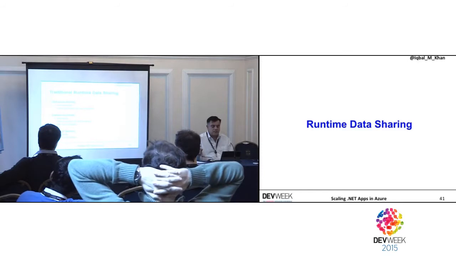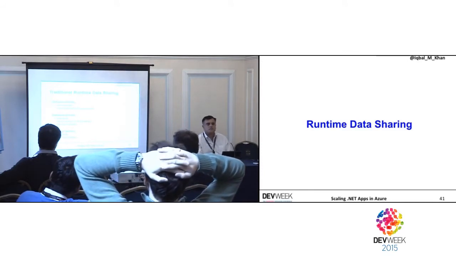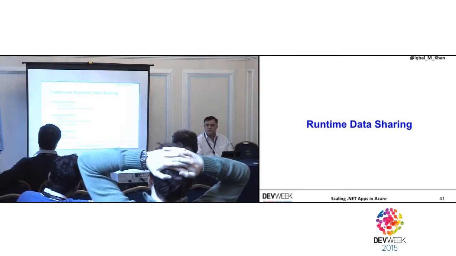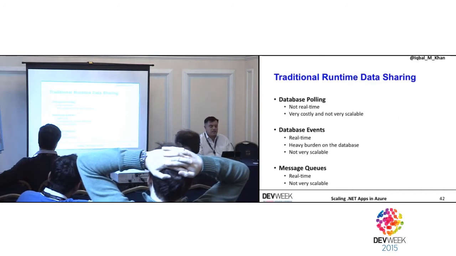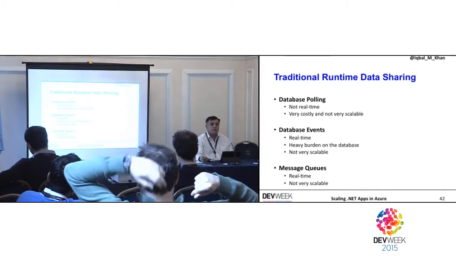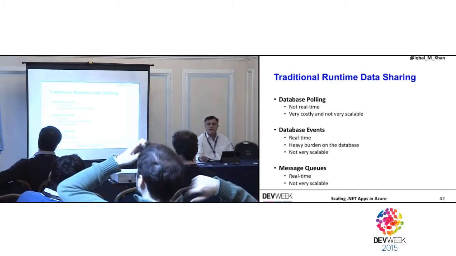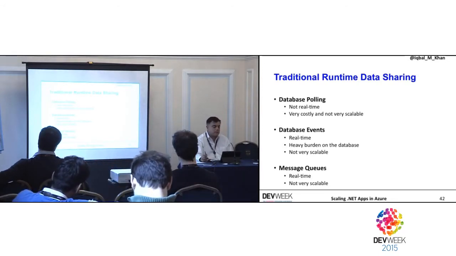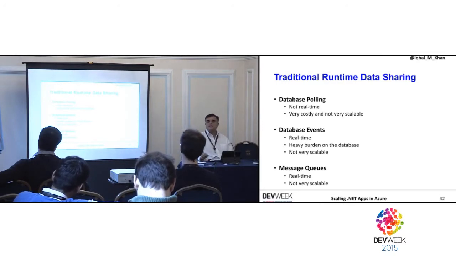Traditionally, they used database polling, so one application instance stored data in the database, the other one kept looking for it. The least effective way to do it. Then came database events, that SQL dependency type of a thing, or SQL notifications, same way Oracle notifications. So these applications registered for those events, and the database fired those events. Much better than polling, but still, the problem is it's not scalable. These events have quite high overhead in the database.